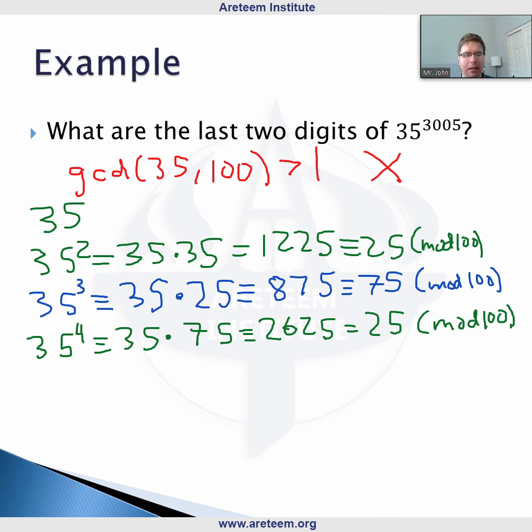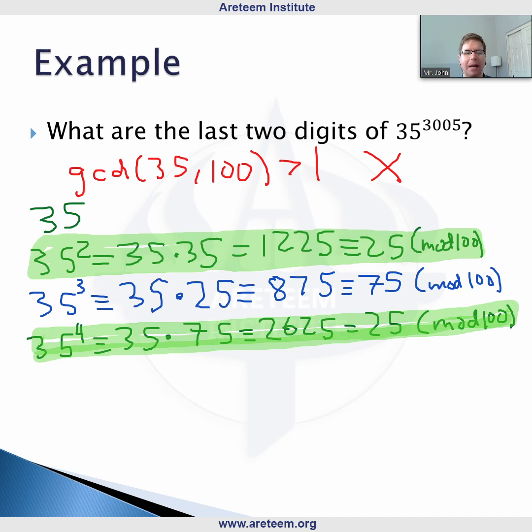Now, why am I color coding these? Why am I stopping here a little bit? Well, notice that 35 squared is going to be 25 mod 100 in this case. So we have that one there. Then that matches the 35 to the 4th power. And, well, what would happen if we did the 5th power? Well, it's going to look identical to the 3rd power, because we're going to have 35 times 35 to the 4th power, but that's also 25. So we see that after the first term, this pattern repeats: 25, 75, 25, 75.